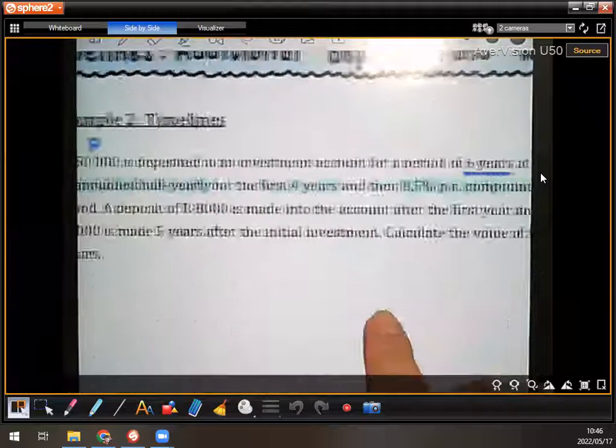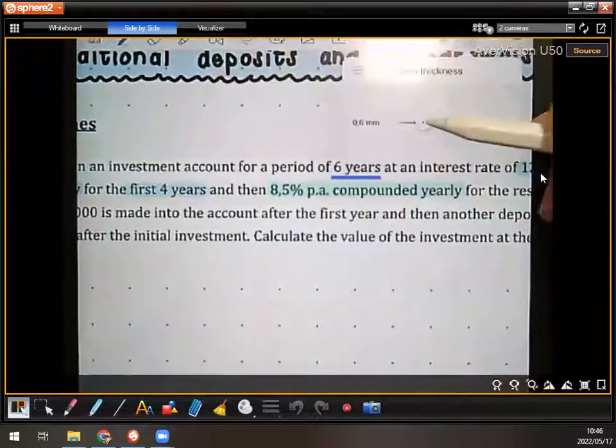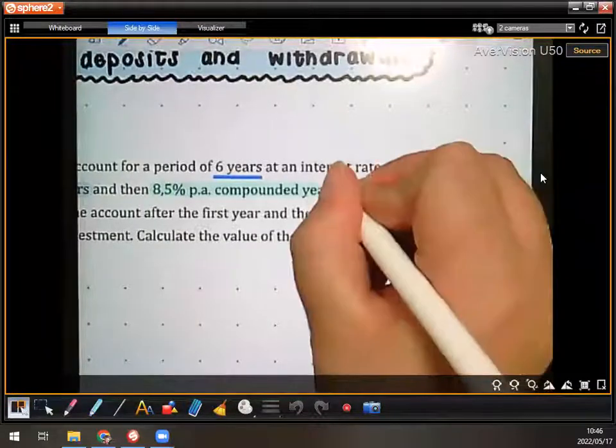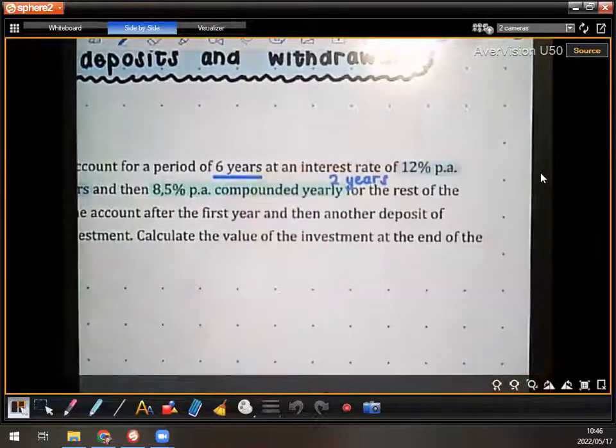For the rest of the period. So let's just write there, for the rest of the period, that's going to be 2 years, right? So here for the rest of the period, this is going to be 2 years, because it was 6 years altogether. The first interest rate is for 4, so the rest of the period is going to be 2 years.